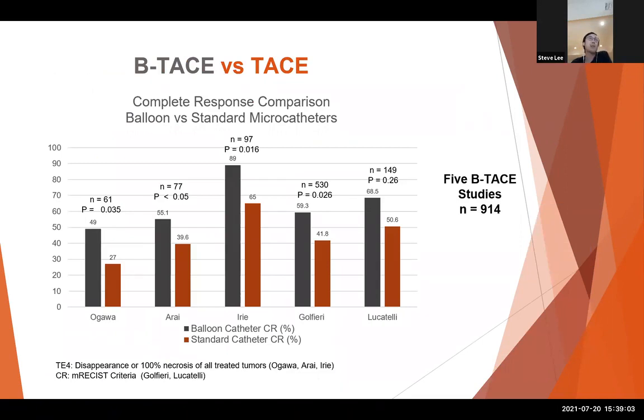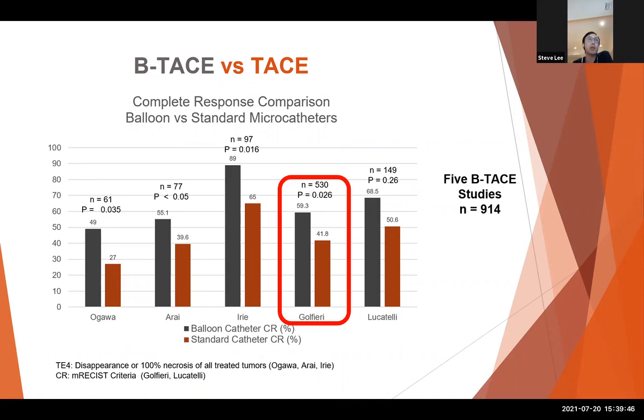So yeah, these are other additional papers out of Europe and Asia. You can see that in all of these studies, when you compare TACE performed with balloon occlusion versus just standard microcatheter, you get improved complete response. There are 5 case series here, but the biggest study is out of Europe. And you can see this one had 530 patients, and the complete response rate was similar to the Mount Sinai study at 59%, whereas the standard TACE had a complete response of 41%.